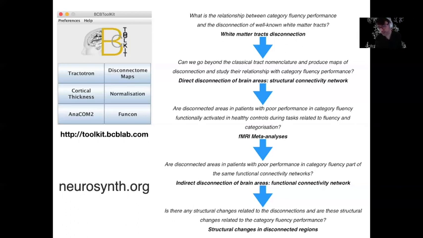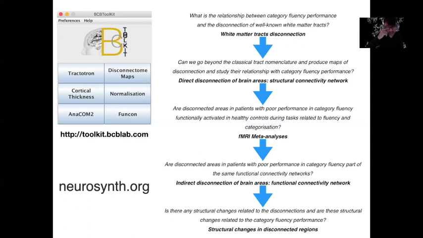Well, you have a reduction of the size of the neuron or the death of the neuron that will lead to a decrease of cortical thickness that will be statistically linked to the fluency performance, category fluency performance. And without further ado, we'll start with the first thing, which is the white matter disconnections.